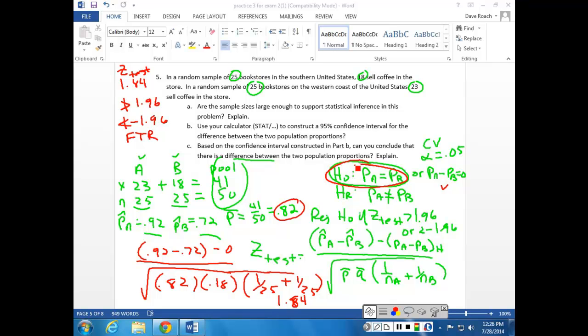Questions on this one? Not going to do it right now, but remember in this one, if you did do a p-value, calculate it with a z-test, you'd have to double the area in the tails because it's a two-tailed test. You have not equal to in the hypothesis there.